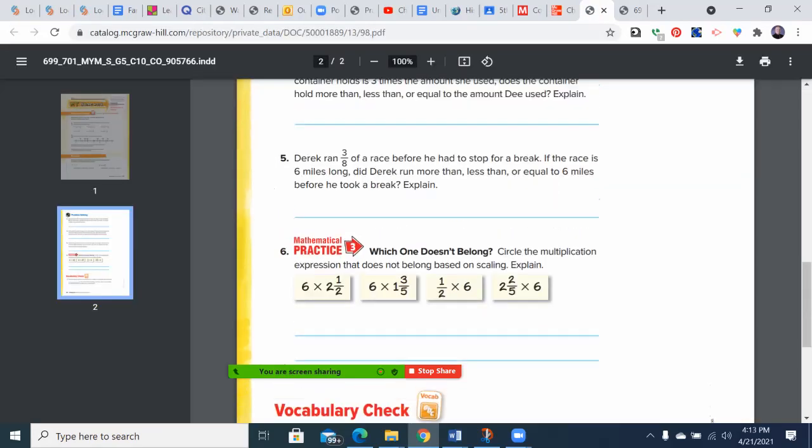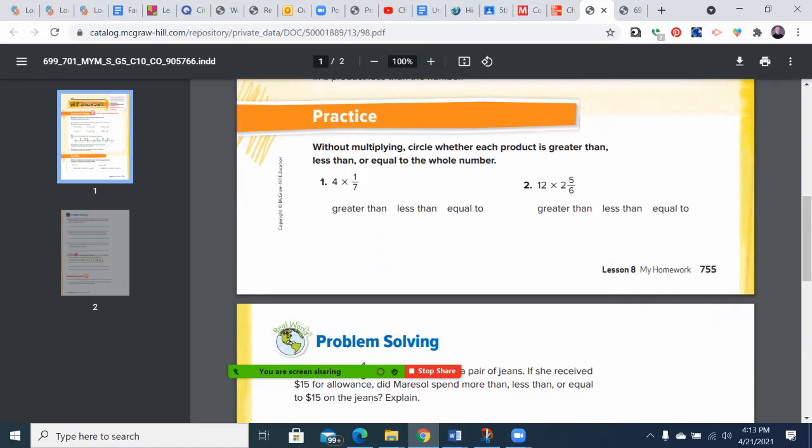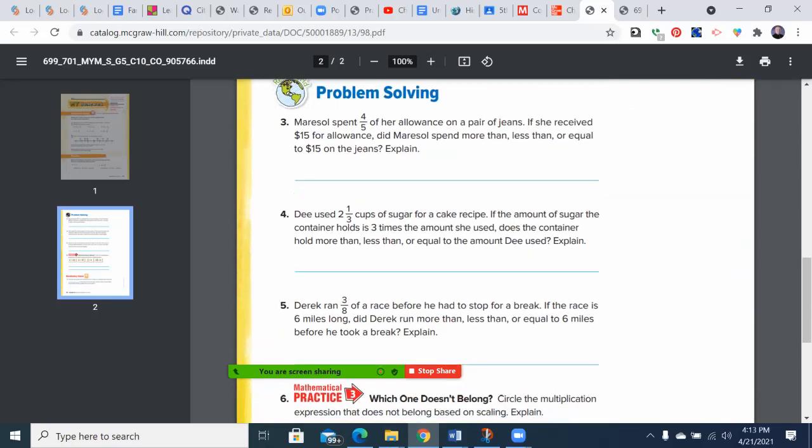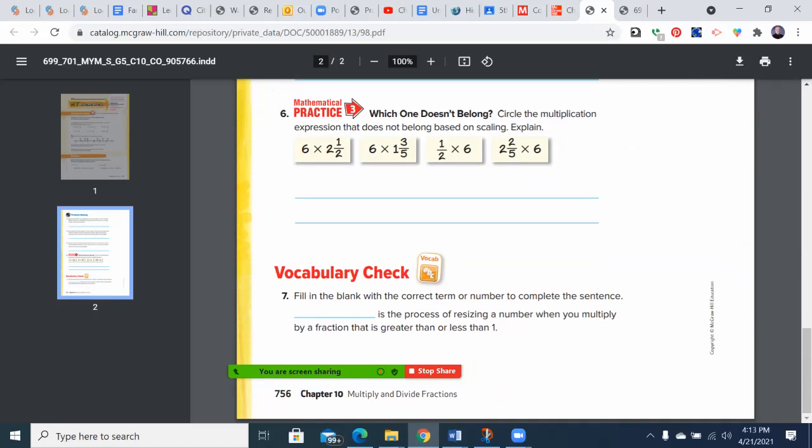At this point, I want you to go ahead and do the assignment. On these ones, again, it says without multiplying, so you don't need to figure the answers. You should be able to now look at it and decide if it's going to be greater than, less than, or equal to. Same thing on number 3, 4. Now, when it says explain, I would use your fraction with less than or greater than 1, depending on what your fraction is. On number 6, figure out which one doesn't belong based on scaling and explain your answer. And number 7, remember, your vocabulary checks are always the highlighted words in this section. So go find it.